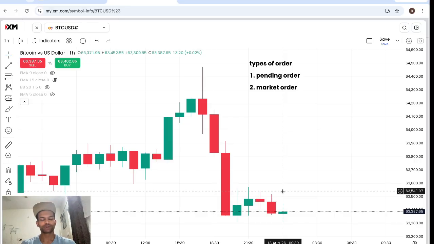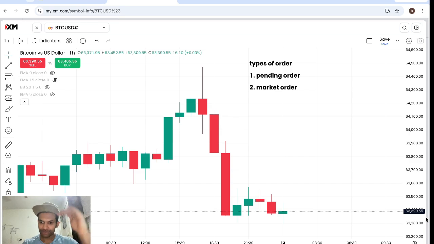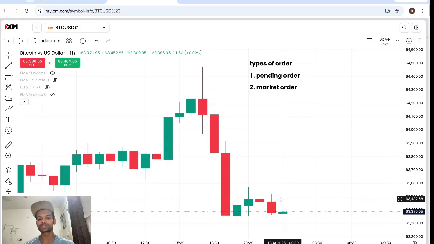Basically we are in 1 hour time frame. So let's say this is the current candle, a running candle, which means it's not closed yet. Can you see the price going up and down in this candle? See 63,396, 63,390, the price is coming down, going up. So we call this a current candle, a present candle or a running candle.